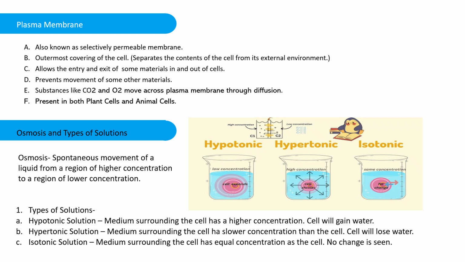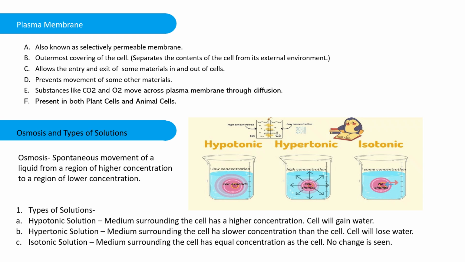Then we are going to study osmosis and types of solutions. Osmosis is the spontaneous movement of a liquid from a region of higher concentration to a region of lower concentration. Concentration is the amount of solute present in a solvent. Dilute, we can say. So first of all, there are types of solutions. We have to study three types of solutions.